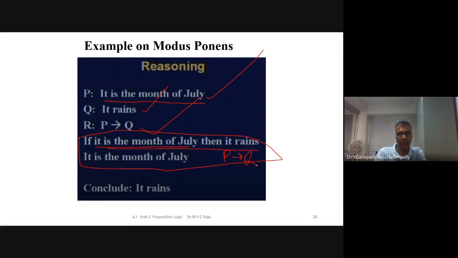Yes or no? Yes, sir. If it is the month of July, that is P. Then it rains, that is Q. Is it P implies Q? Then it is the month of July. Shall I call it Q? Now, if I write, is it a modus ponens formula? P implies Q and Q. Then what would be your conclusion? What is your conclusion?